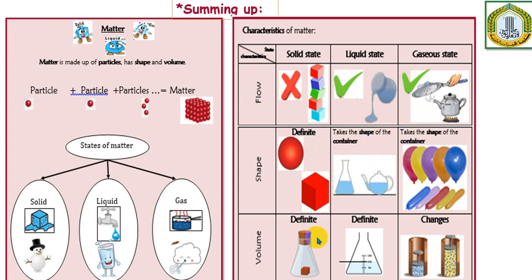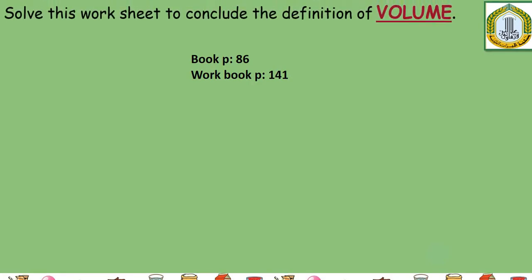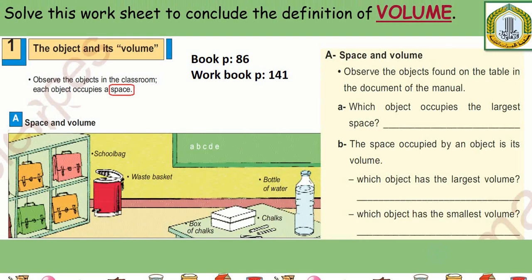With respect to the volume, the solid and the liquid have a definite volume, but the volume of the gas changes. You are going to study this summing up. It will be attached as a sheet. Now we have studied the characteristics of the states. We are going to talk about another characteristic of matter, which is the volume. Please go to the book page 86 and workbook page 141 to start solving this exercise to know more about the volume.